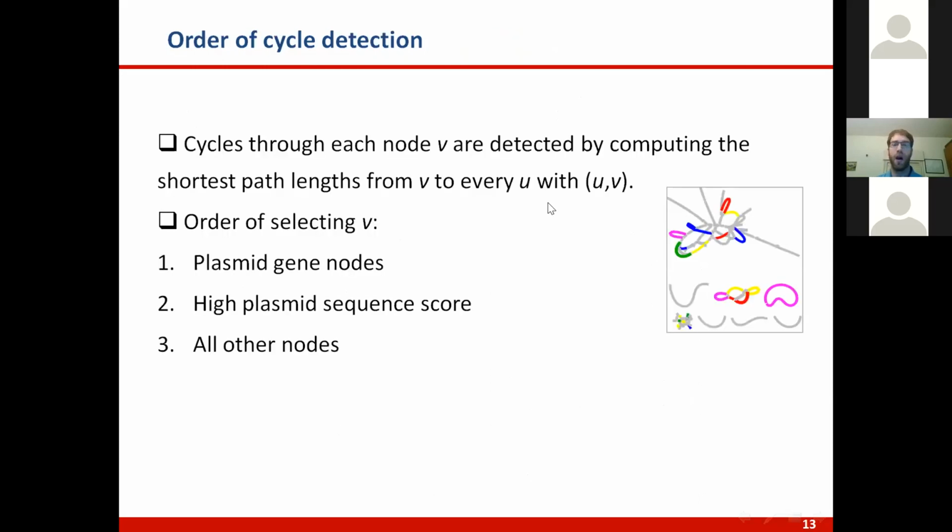Okay, given that in each iteration we are identifying cycles through an individual node V and then deciding whether or not to remove it from the graph, the order that we visit those nodes matters, because if in one iteration we remove coverage and nodes from a graph, that will impact what we're able to find in subsequent iterations. So again, we use the graph annotations in order to define this order. So we first look at nodes that contain plasmid genes, then we look at nodes which have high plasmid sequence score, and finally we look at all of the other nodes.